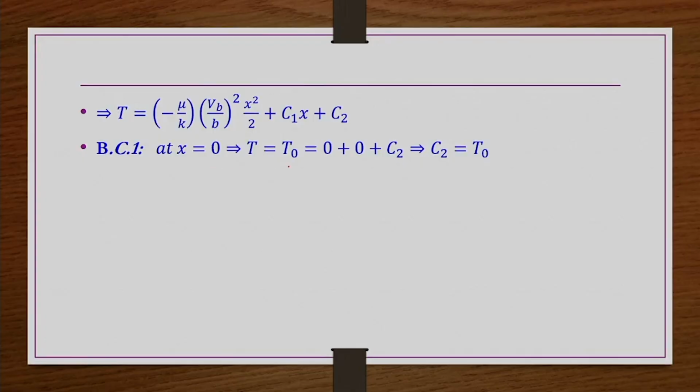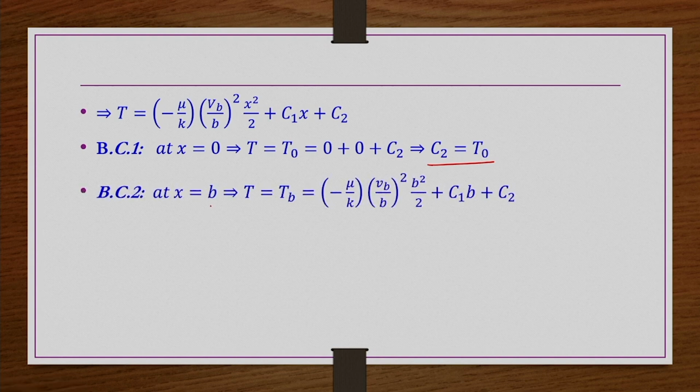What are the boundary conditions? At x equals 0, T equals T naught, at x equals b, T equals Tb, they are given. So, when you substitute x equals 0, T equals T naught, then we have the right hand side 0 plus C2, that is C2 equals T naught. For the other boundary condition, at x equals b, T equals Tb equals minus μ by k (Vb by b) whole square.